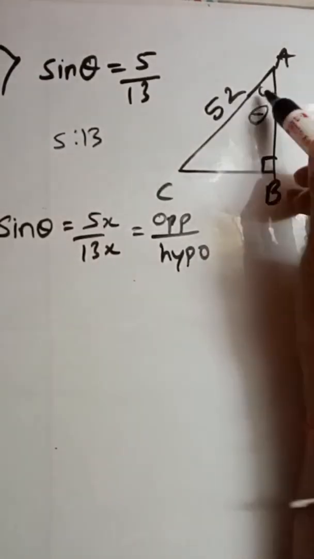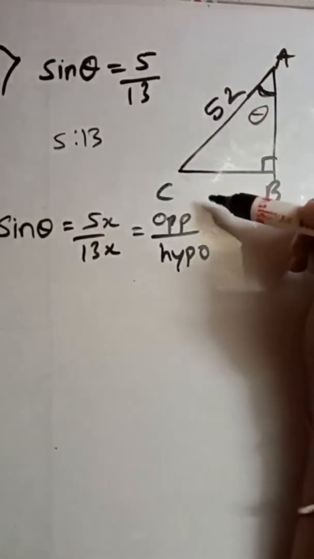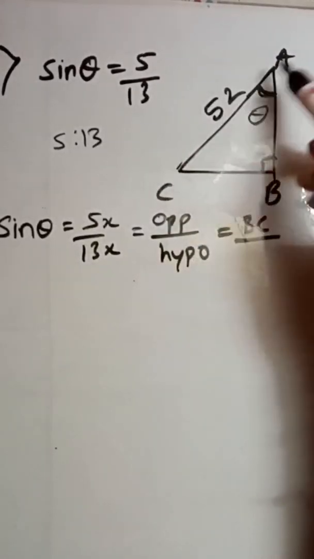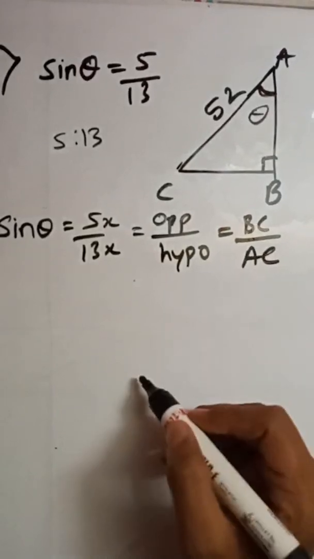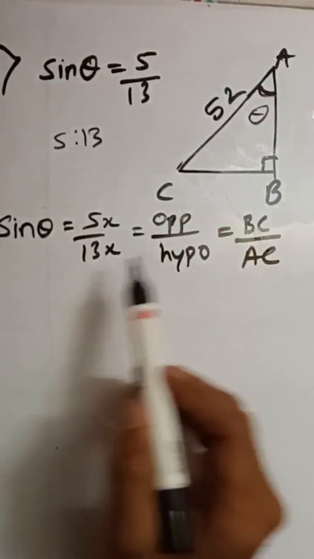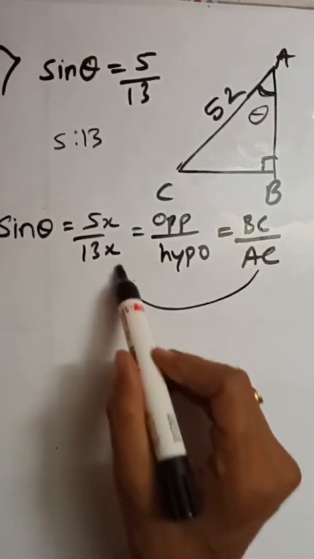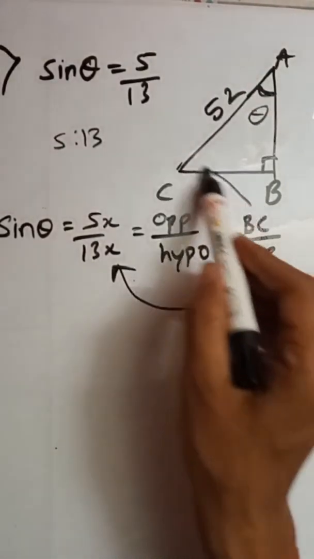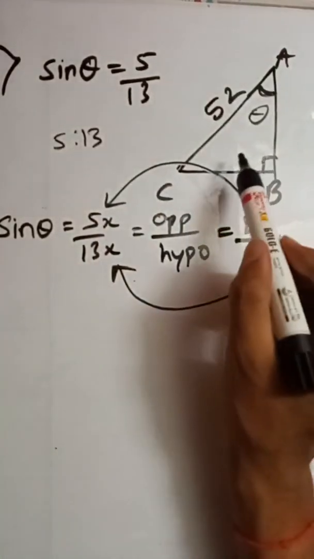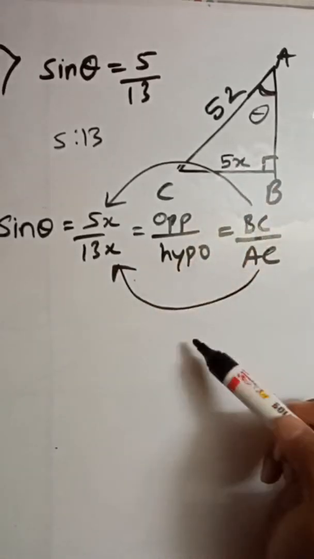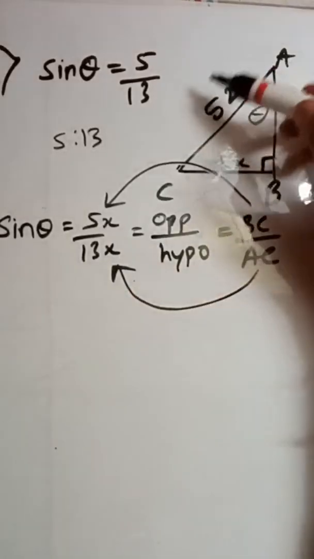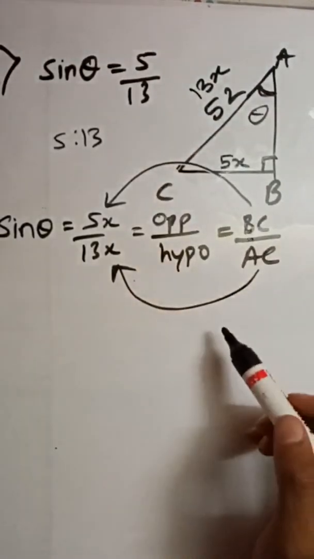Okay. So for this angle theta, which side is opposite? Theta opposite is BC and hypo is AC. Okay, that means I have got 5x upon 13x, BC upon AC. So AC is 13x and BC is 5x. Okay, so BC we got as 5x and AC we got as 13x. AC means this side.